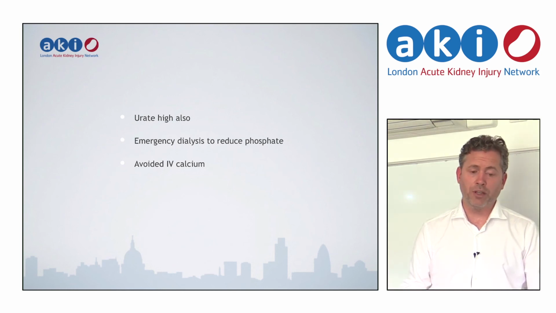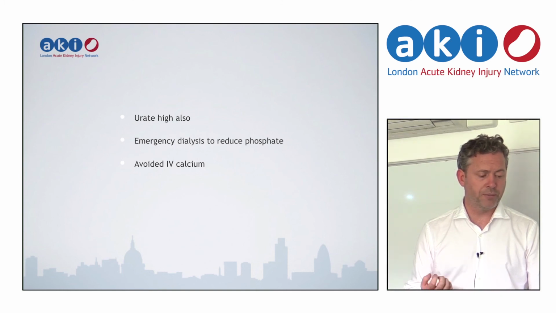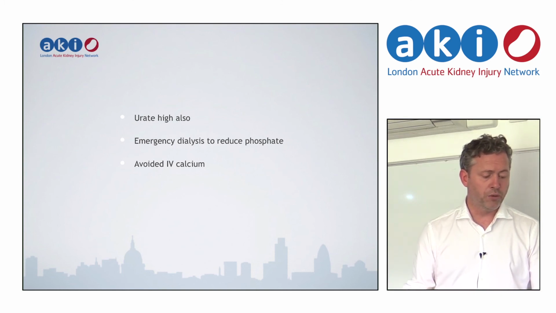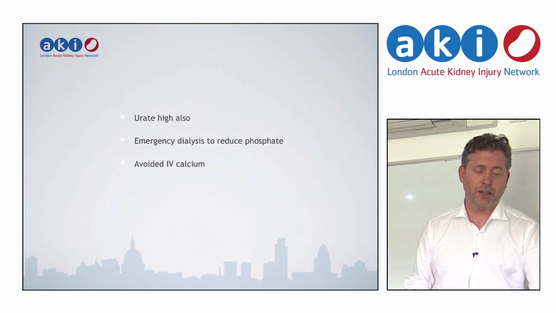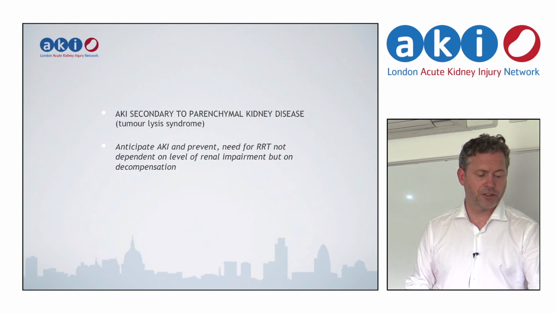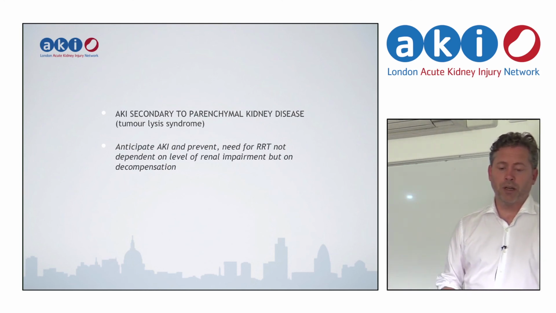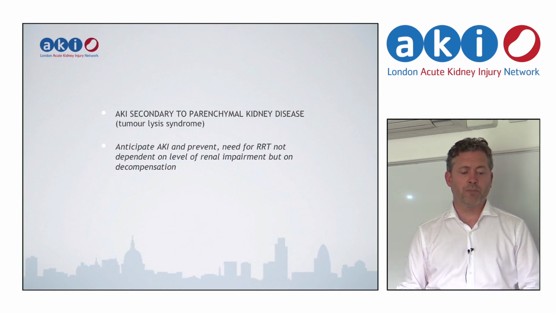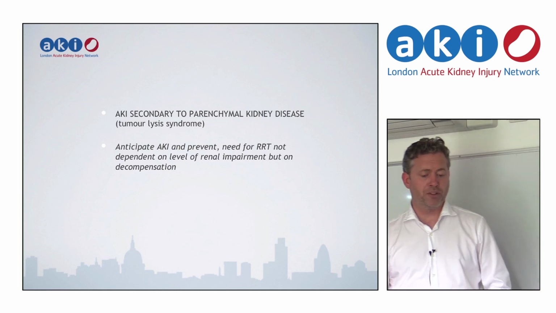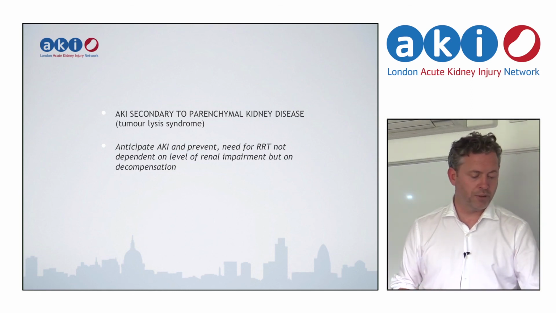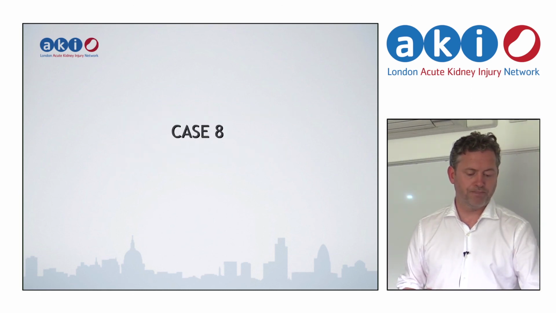We do tend to avoid IV calcium in tumour lysis syndrome. This binds the phosphate and precipitates it, so the goal of therapy is really to reduce the phosphate level very quickly, so emergency dialysis. So this is AKI secondary to parenchymal disease, tumour lysis syndrome. We should anticipate AKI and prevent it. And the need for renal support is not just dependent on the level of renal impairment, but on decompensation.